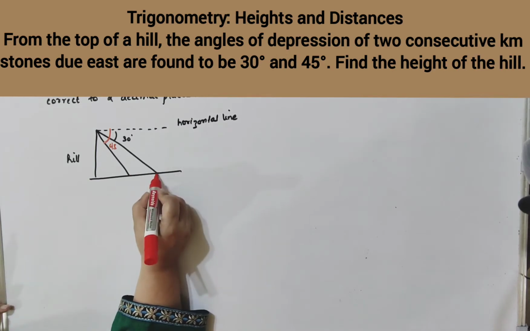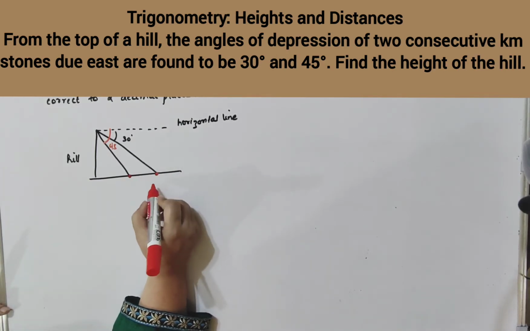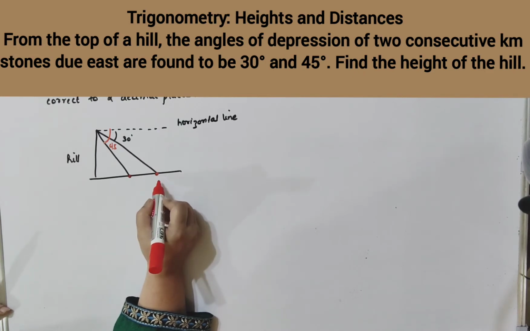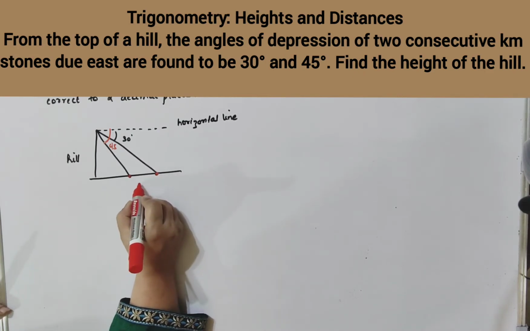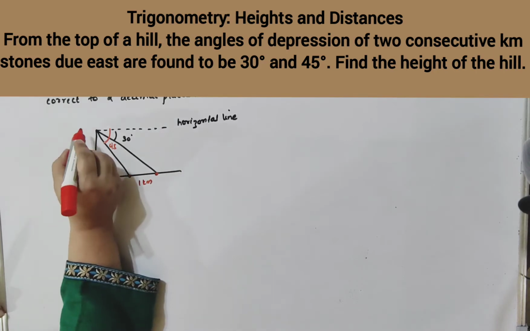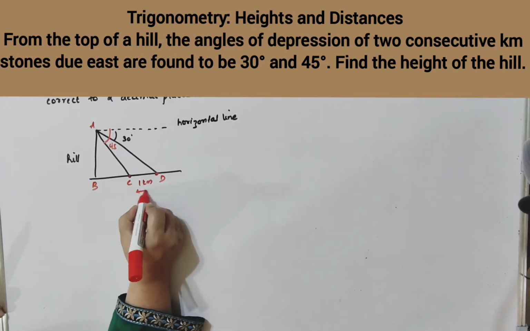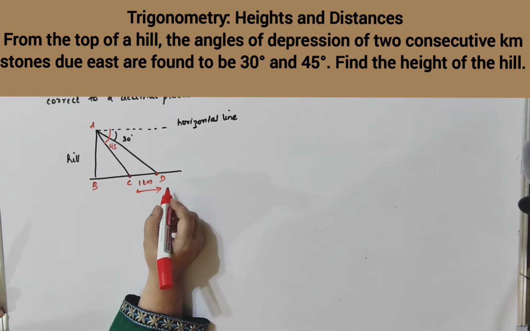So there are 2 kilometer stones here. This is one stone and this is one stone. There are 2 consecutive kilometer stones, so the distance is 1 kilometer, because the distance between 2 kilometer stones is 1 kilometer. Let's call the points A, B, C and D. And this distance CD is 1 kilometer.